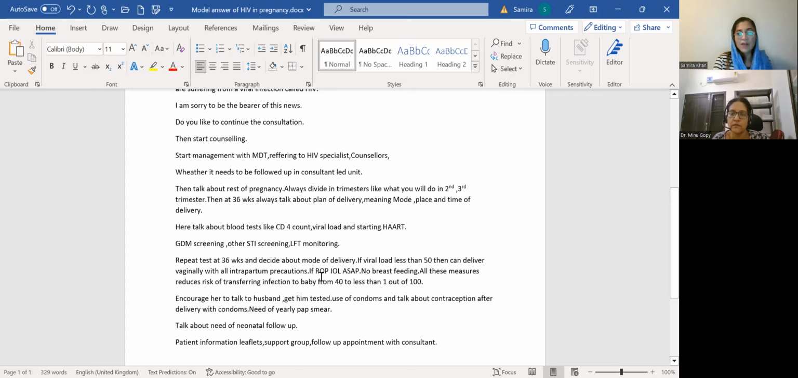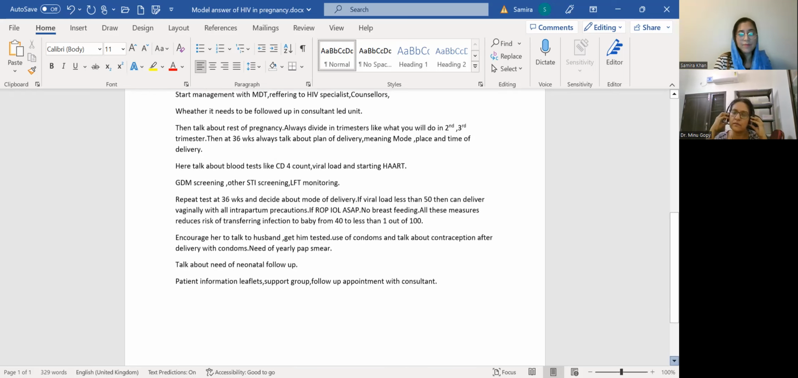Like you said, less than 50 or whatever, vaginal delivery can be done. And if rupture of membrane happens anytime before delivery time, then she needs to be induced as soon as possible. You can add it. Even if you don't add it, it's not a very big deal. No breastfeeding. All these measures reduce the risk of transmission, as you said, to less than 1 in 100.